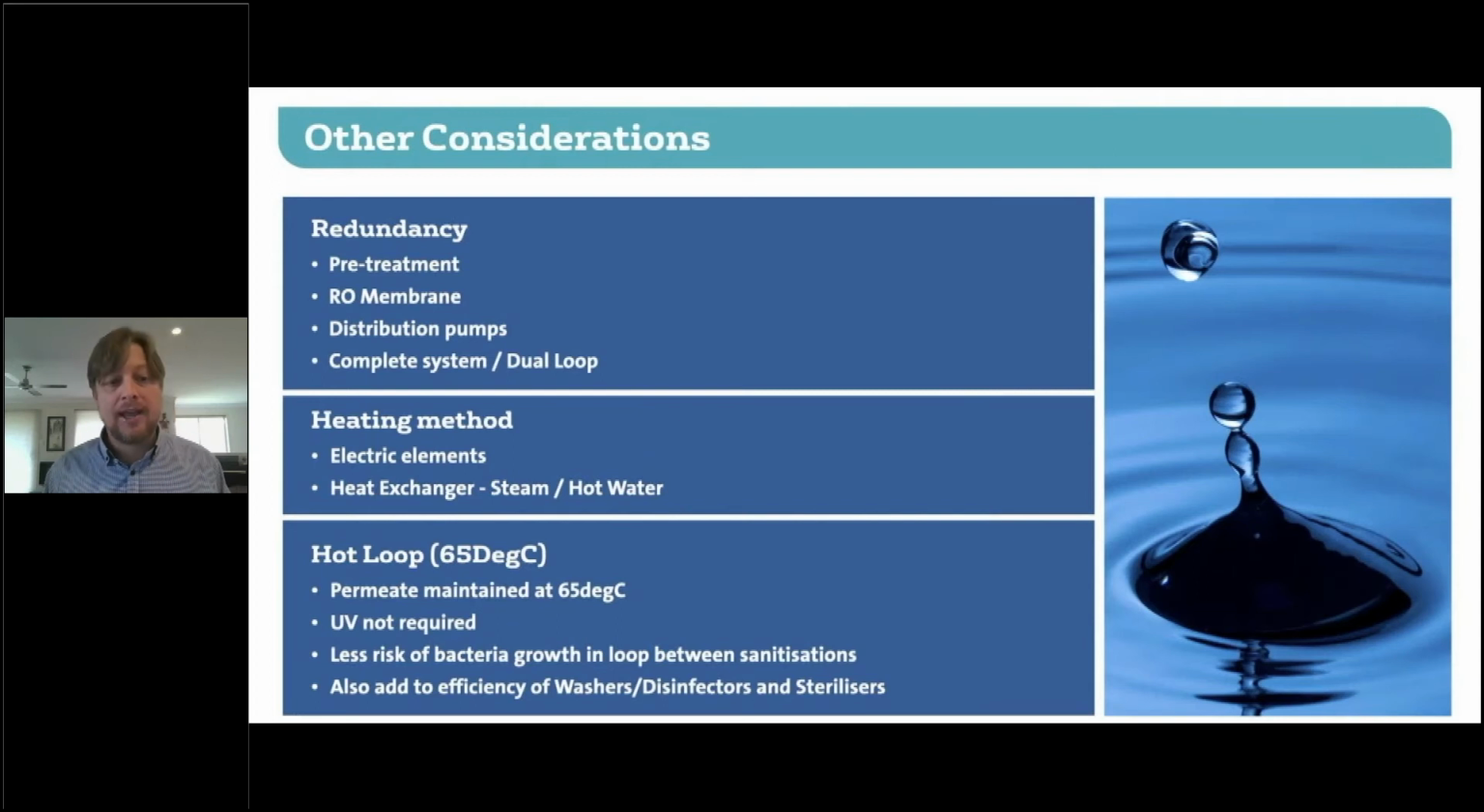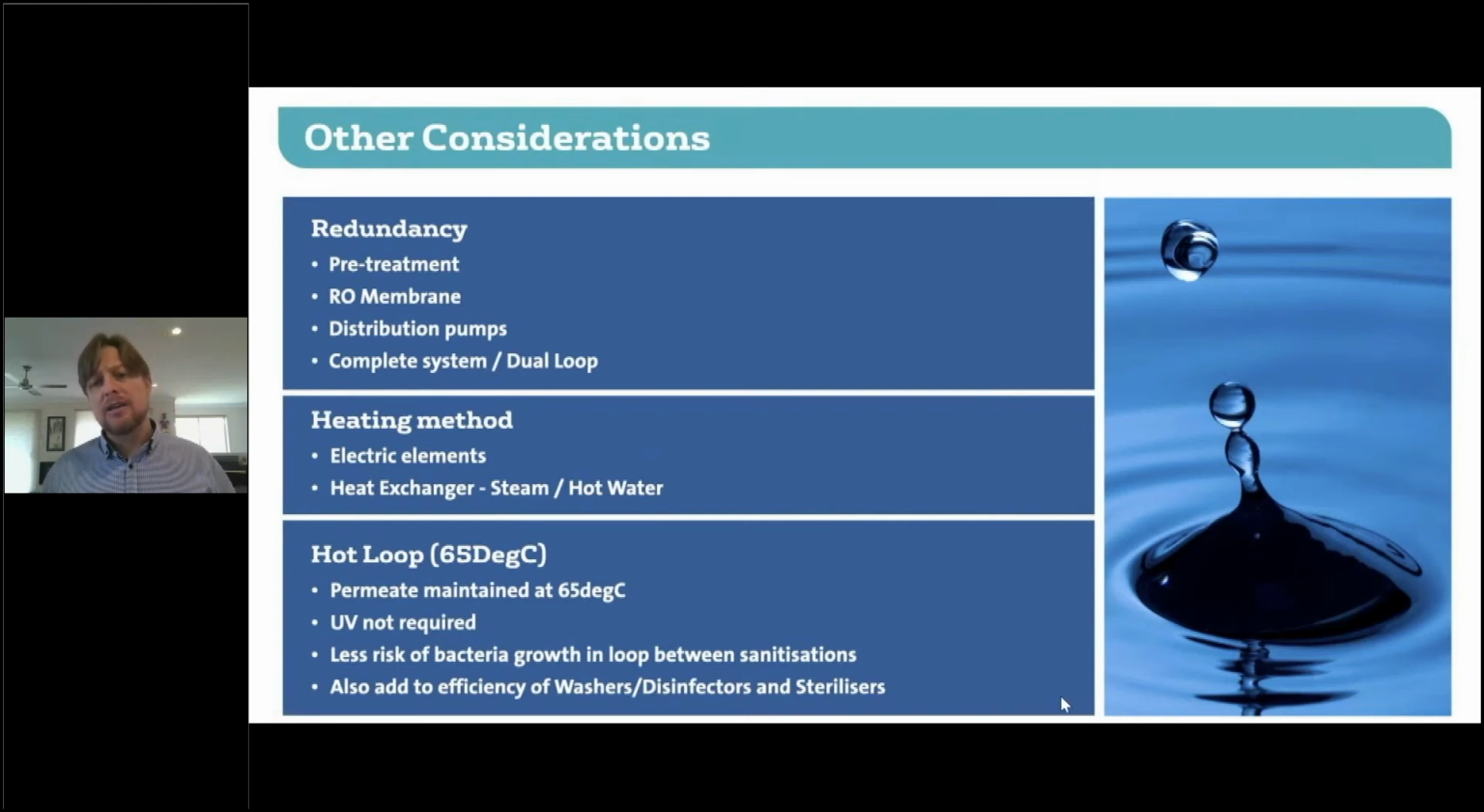And it also can add to the efficiency of the washer disinfectors and sterilizers. This equipment takes this water we're producing and heats it up for the process. So if we're giving it to the machines at 65 degrees C, they have much less work to do to heat it up to the temperature required. So you can get more efficiency. You can shorten cycle times because they're hitting the water quicker. So that can be a good option as well.